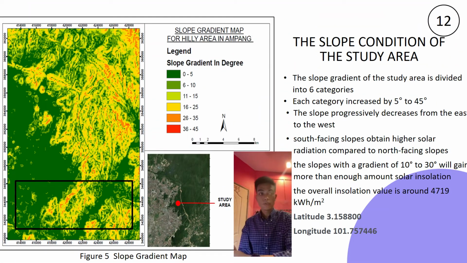Here is the slope condition of the study area in the hilly area in Ampang, Selangor. The slope gradient of the study area is divided into 6 categories. Each category increases from 5 to 45 degrees. The slope progressively decreases from the east to the west. South-facing slopes obtain higher solar radiation compared to north-facing slopes. The slope with a gradient of 10 to 30 degrees will gain more than enough solar radiation. The overall insolation value is around 4719 kilowatt per meter square.